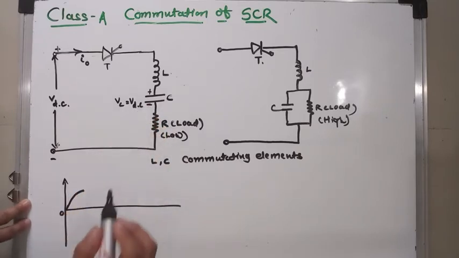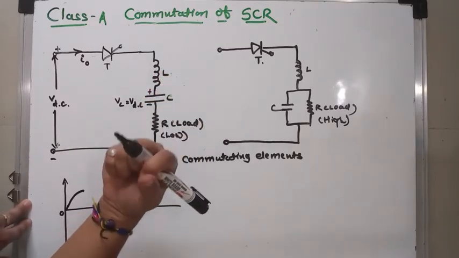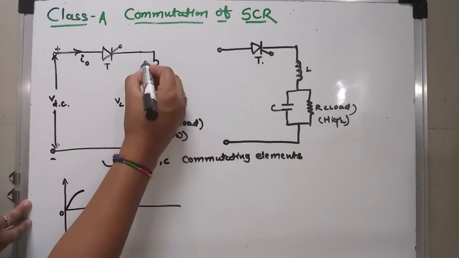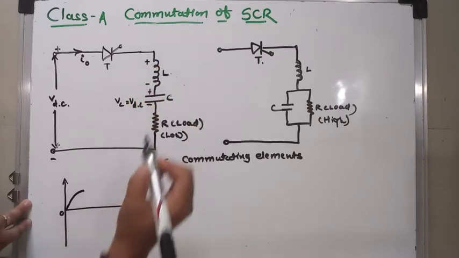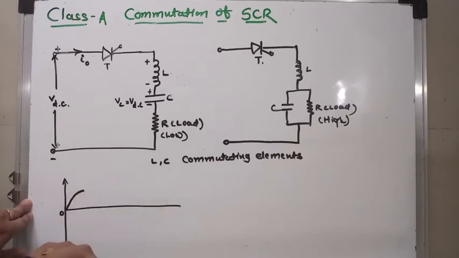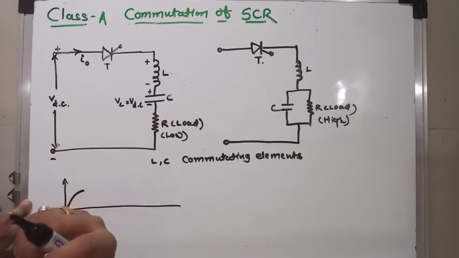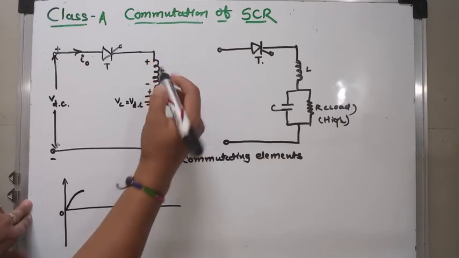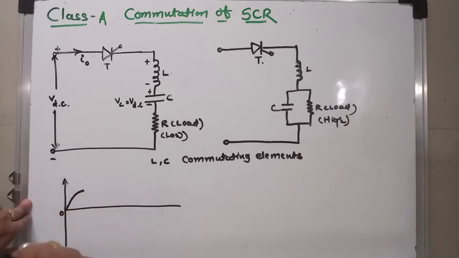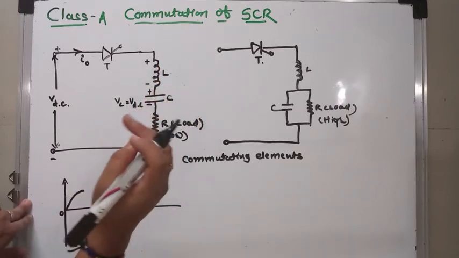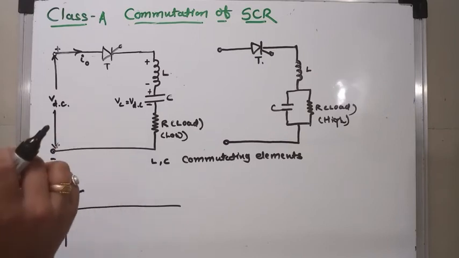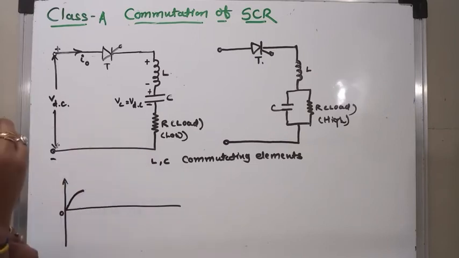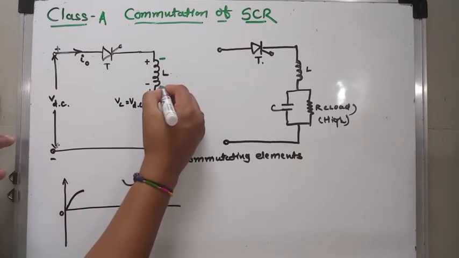Then what will happen? Still, the inductor has stored energy, with the polarity plus here and minus here, and due to the stored energy the inductor now supplies the current. When the current flows through the inductor, an EMF is induced in it, called the self-induced EMF, and that has the opposite polarity as per Lenz's law. So the polarity will be like this, a minus sign here and a plus sign here.